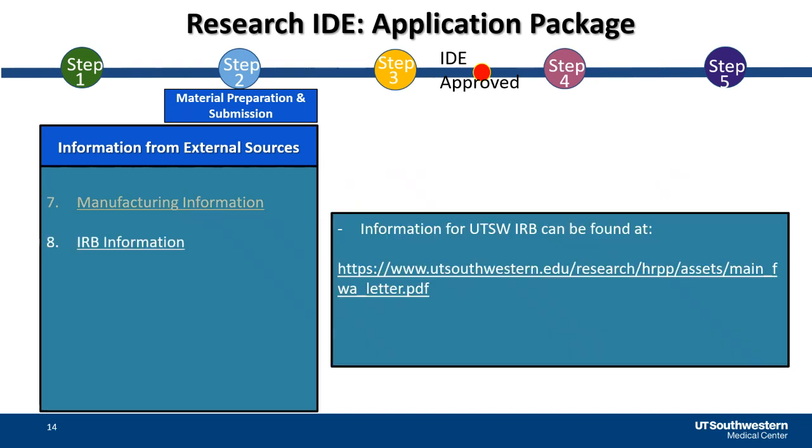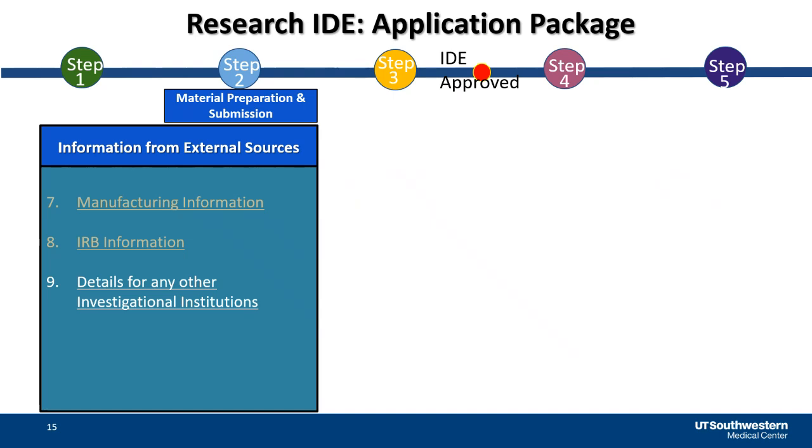IRB information. The FDA likes to see information about UT Southwestern's IRB. That can be found in the FWA letter following this link, which has been put together by the HRPP team. Just copy and paste that in. Details for any other investigational institutions.